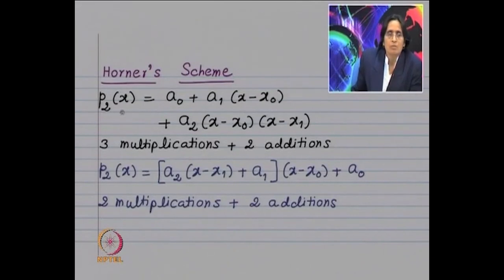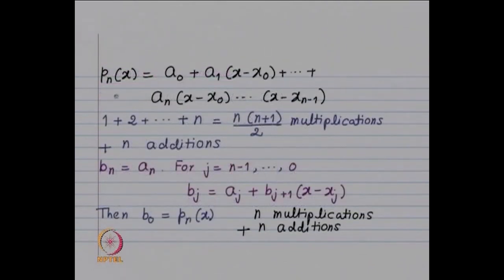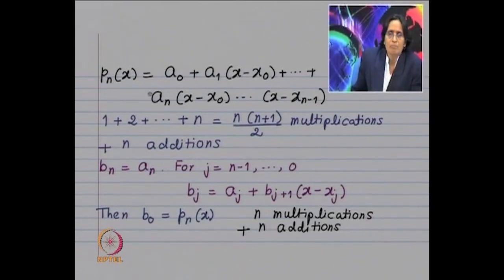But for a polynomial of degree n, the saving is going to be much more. So, here if you have got p n to be a polynomial in the Newton form, if I evaluate p n directly, I will have one multiplication here, the next term will have two multiplications and the last term will have n multiplications. So, total n into n plus 1 by 2 multiplications and n additions.